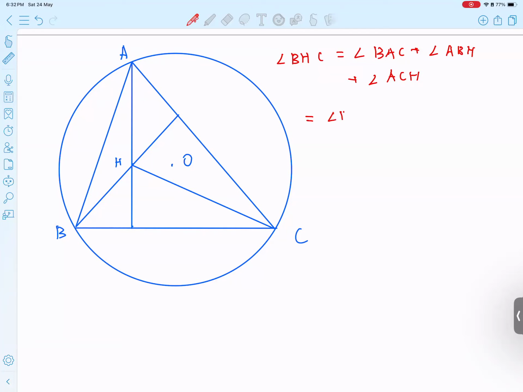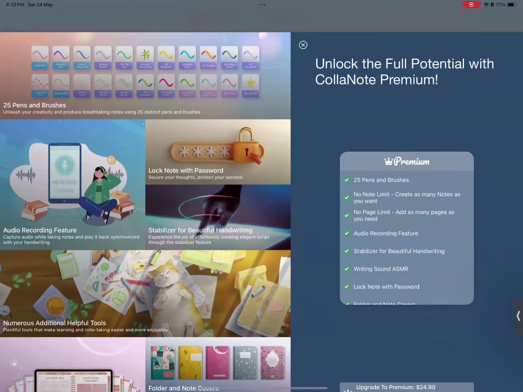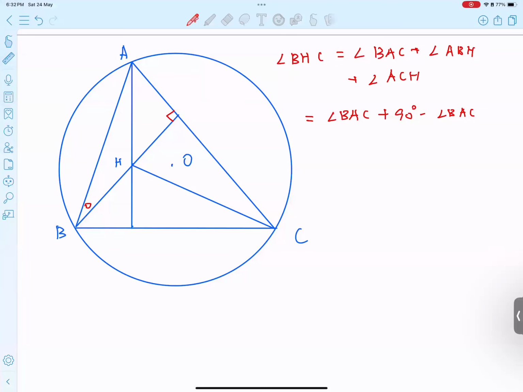And BAC is just BAC, so it's not anything too interesting. But ABH is 90 minus BAC. So here you see this 90 degrees in BH. So BA, this angle and this angle, they are complementary. And the same for ACH would also be 90 minus BAC. So the BAC's cancel out and you have 180 minus BAC. This is a very useful and important property. That's the first lemma.